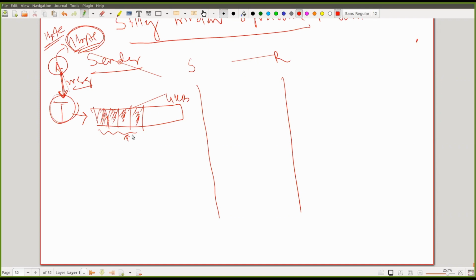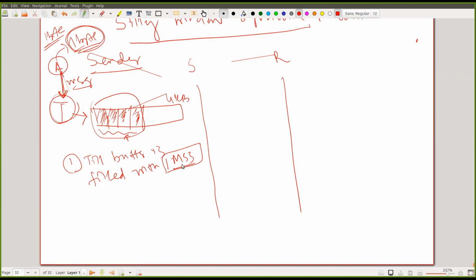So there are 2 points. The first point is, till the buffer is filled with 1 MSS. Very important point, everybody look into this. My transport layer is accumulating the data in the buffer till the buffer is filled with one MSS.